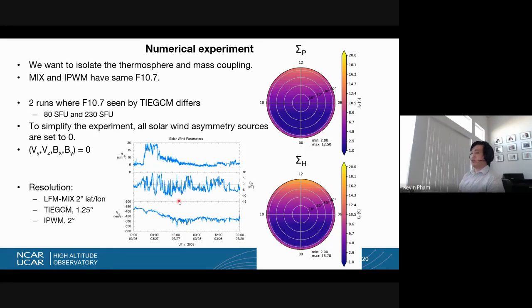Because we want to simplify everything, we set all of the asymmetric parameters, such as the velocity in the y direction, velocity in the z direction, Bx and By, to be 0. So the only things influencing our magnetosphere are Bz, the z component of the magnetic field, the solar wind density, as well as Vx, the velocity along the Sun-Earth line. We also used a slightly lower resolution than our maximum resolution, which is a 2-degree lat-lon grid for the MIX and LFM. TIGCM is 1.25 degrees, and IPWM is also 2 degrees.